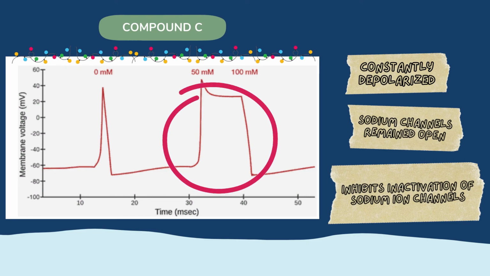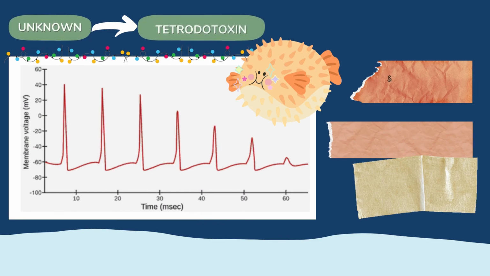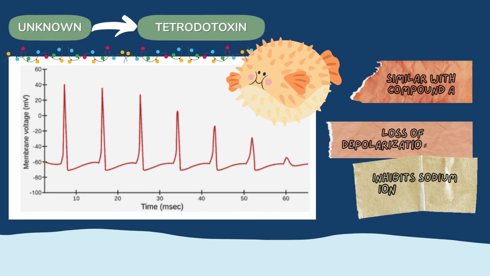When the unknown compound was analyzed, the results were found to be similar with that of compound A's action. The loss of depolarization phase indicates that unknown also inhibits the voltage-gated sodium ion channels. Later, the hospital confirmed that the patient ate pufferfish, which contains tetrodotoxin, a neurotoxin that binds a specific receptor on one of the subunits of the sodium ion channel. Therefore, our hypothesis that the unknown inhibits the sodium ion channels was correct.